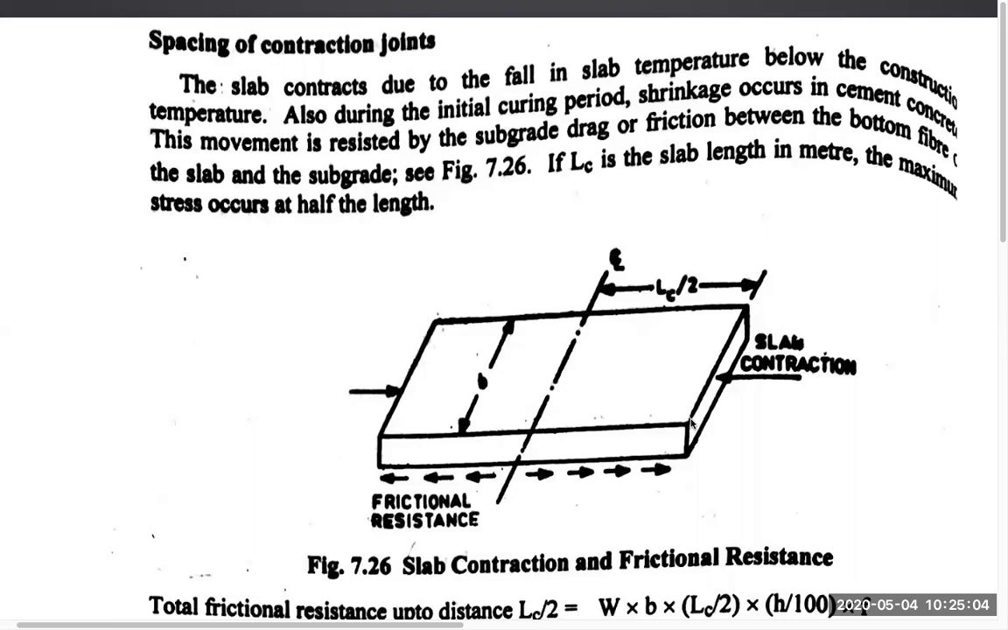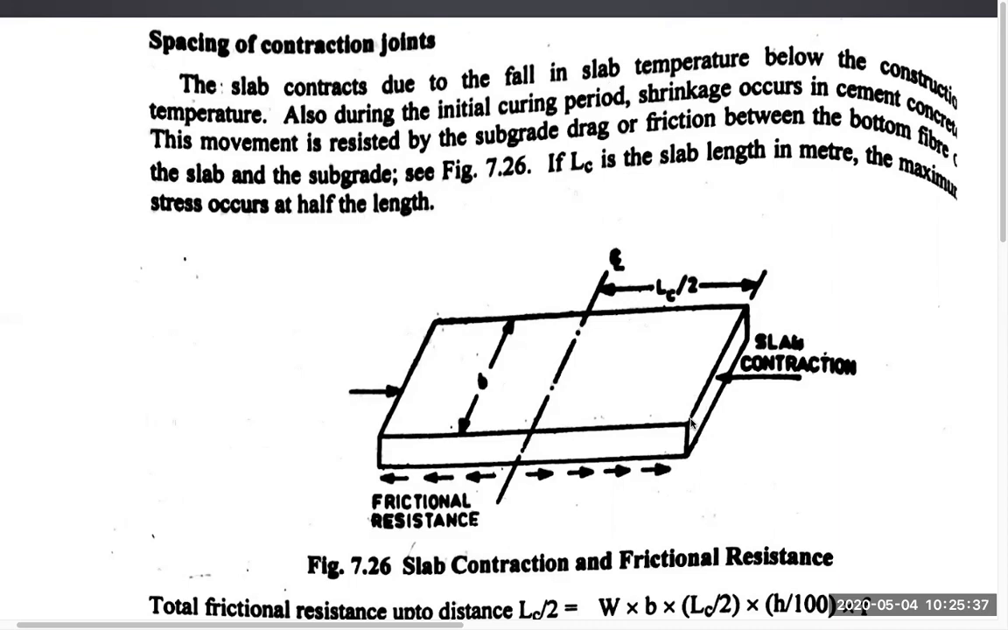So we'll be discussing that in module 4. Okay. So we'll be just thinking of how these joint intervals are provided. As you can see, the contraction joints are provided because of fall in the slab temperature. If the temperature drops in winter season, that time the slab contracts. So in order to cater to this, we provide these contraction joints.